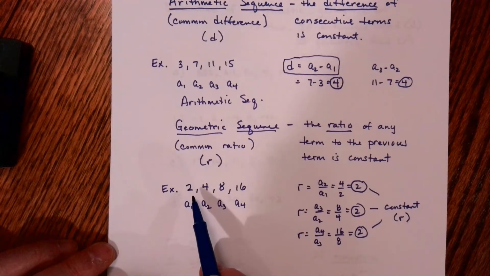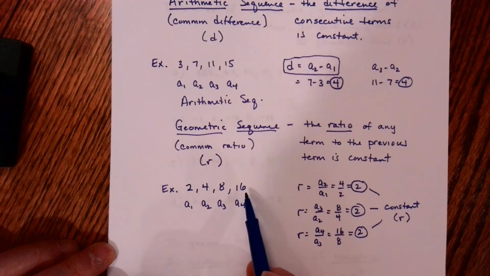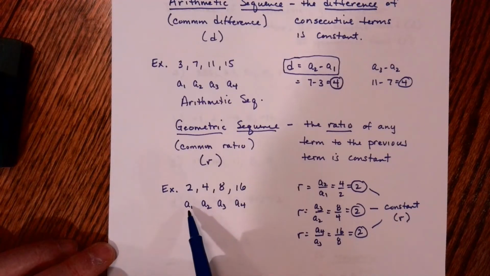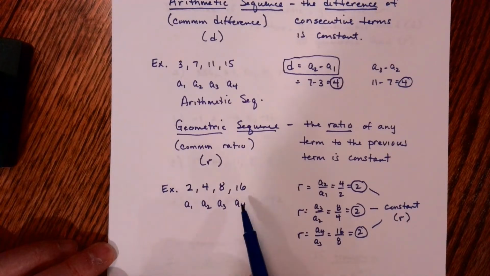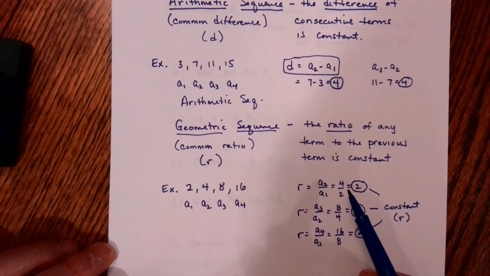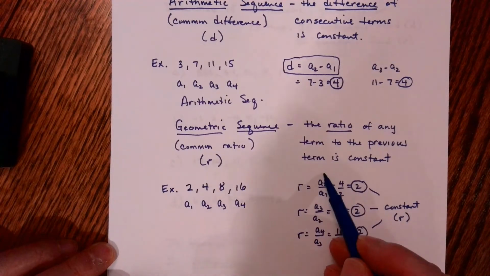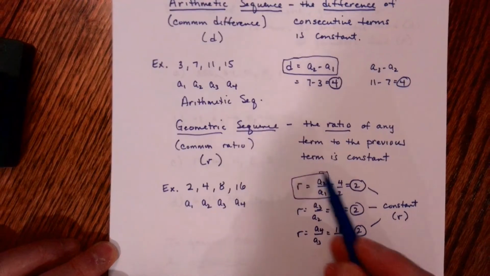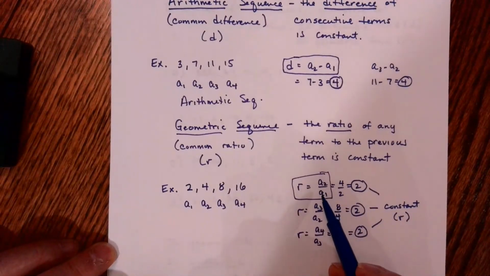If I give you the numbers 2, 4, 8, and 16, again my first term value is 2, my second term's value is 4. If I want to determine if this was truly a geometric sequence, what I would do is take the formula that r is equal to the second term divided by the first. Now it's very important that you keep these formulas in the correct order.